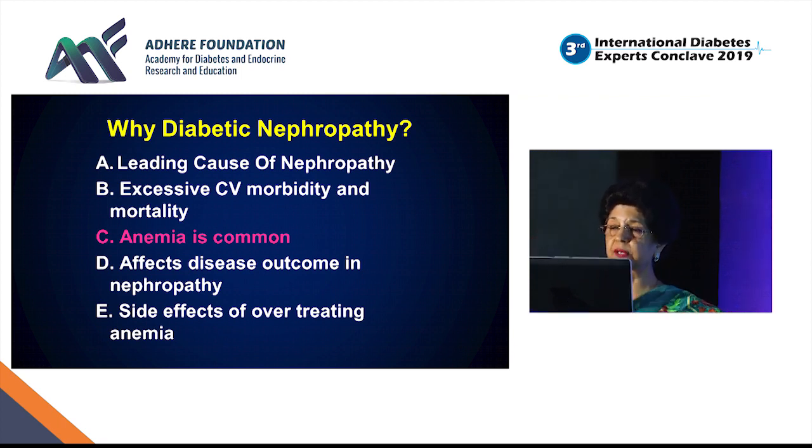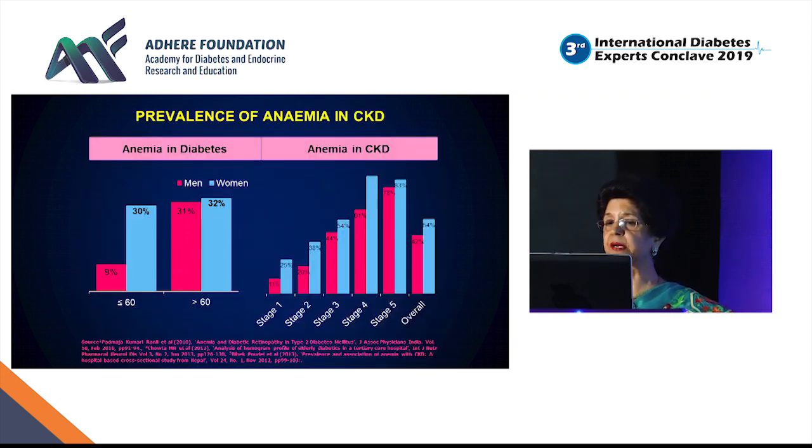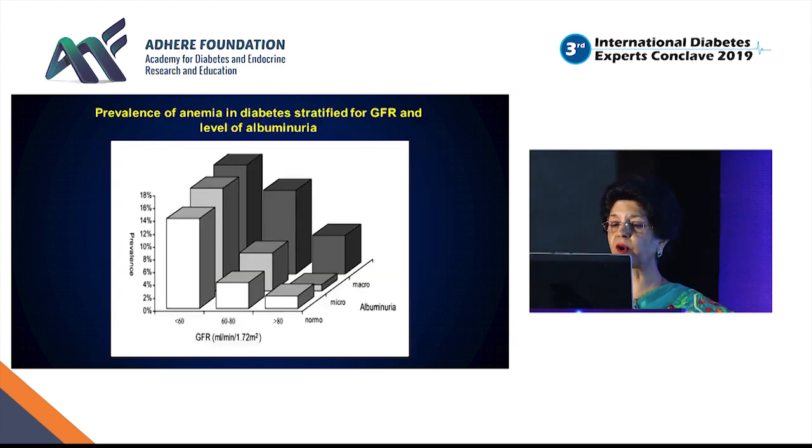Here you cannot overtreat, and you should avoid undertreatment. Both. The balance here is extremely important. But remember that even in diabetes, not all kidney disease is attributable to diabetic nephropathy. So this is very clear that the prevalence of anemia in CKD, whether it's men or women, increases not only as the age advances, but as the stage of DKD increases. This is not only correlated with the GFR, but with the micro or macroalbuminuria as well.